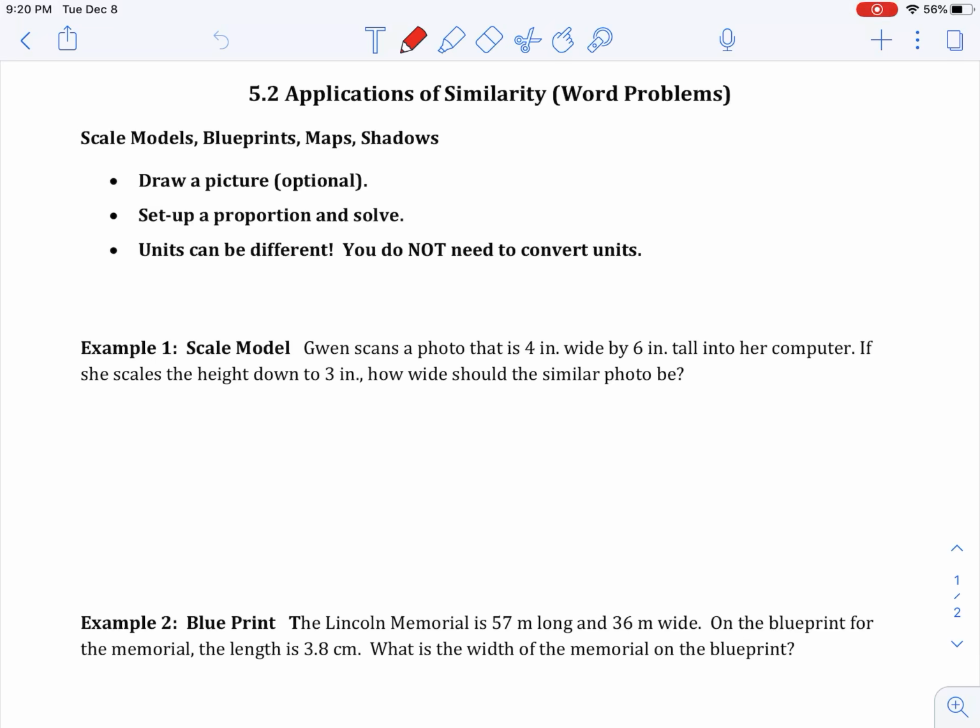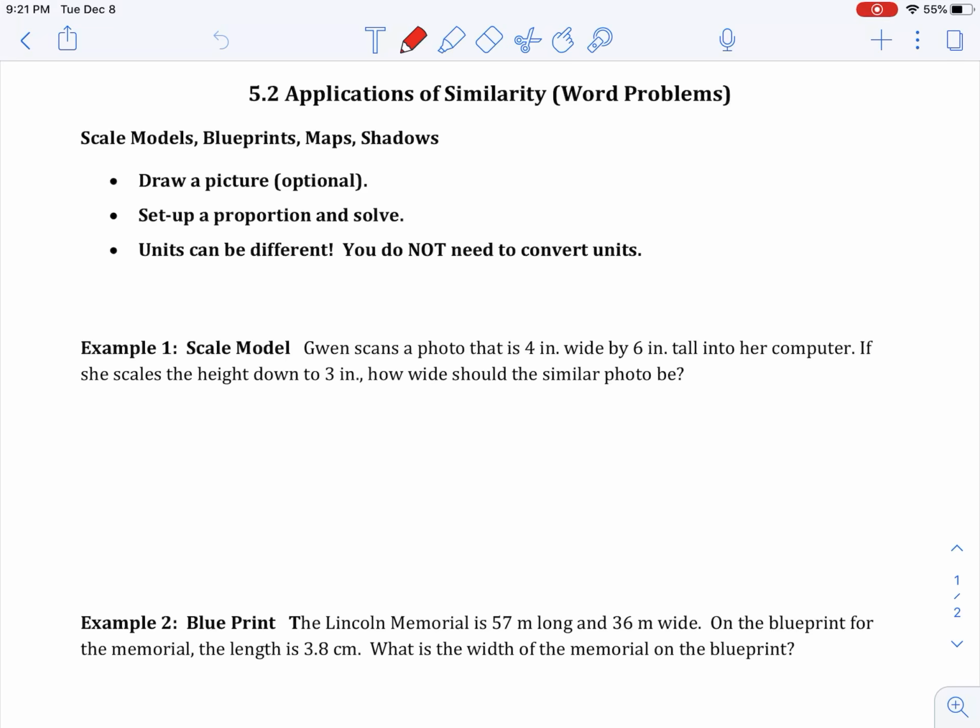In section 5.2, we're going to discuss applications of similarity, and that really is just code word for word problems. But don't worry, they're not very difficult, and what you should remember is that anytime we're dealing with similarity, we're writing a proportion when we're talking about the sides, right? So that's what's going to happen today. We're just going to be writing proportions and solving them, but we're going to have to draw our own pictures because it is a word problem.